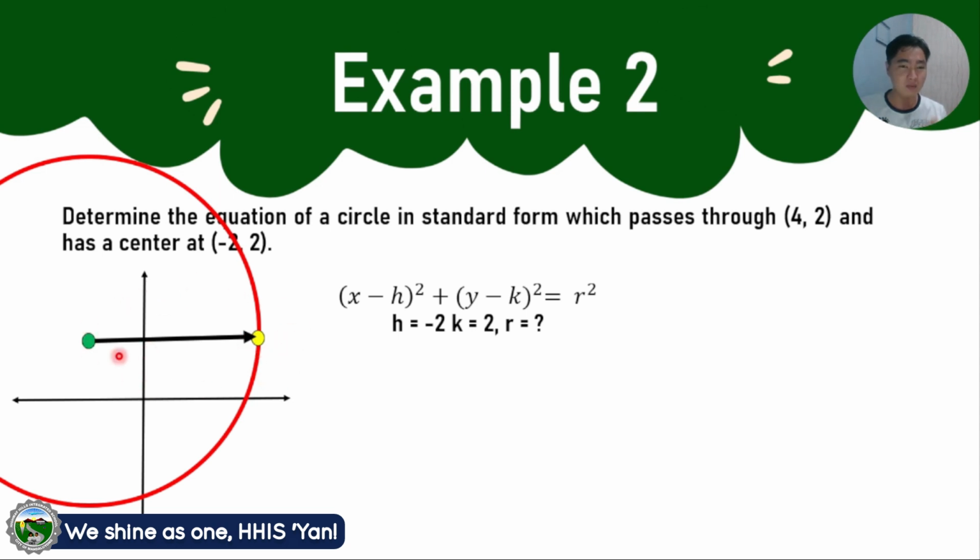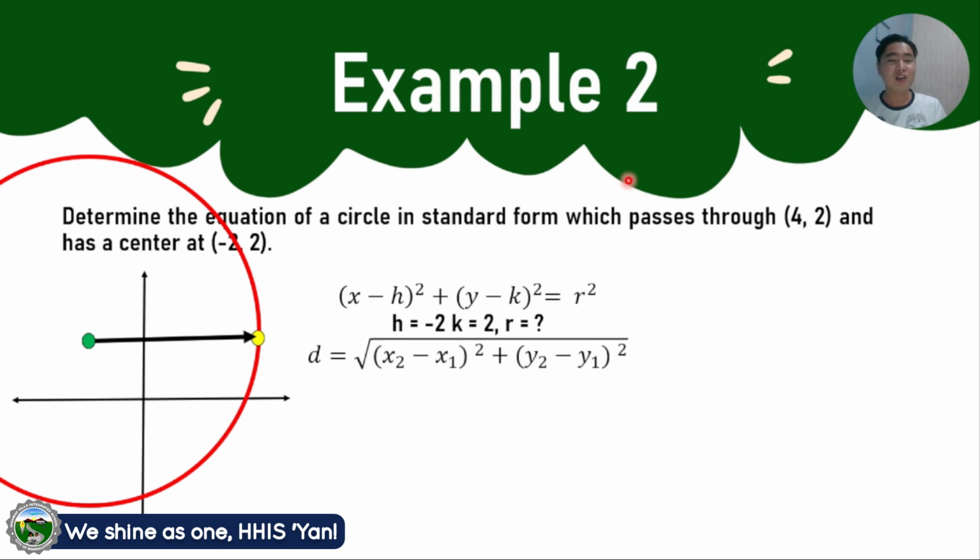Ibig sabihin, yung distansya mula sa green point up to the yellow point. That means hahanapin natin yung distance between these 2 points. And we will use the distance formula for that. So the distance formula is the square root of the quantity of the second coordinate of x minus the first coordinate of x squared plus the square of the difference of the second coordinate of y minus the first coordinate of y. Okay? So dito, kahit alin na yung i-assign ninyo as our x sub 1 and y sub 1, at saka yung x sub 2 and y sub 2, as long as you have the proper pairs.